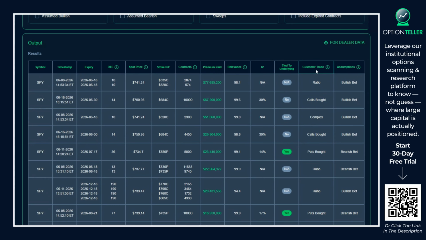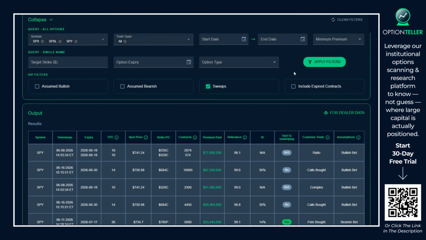The customer trade is the type of trade that was executed. For instance, here is calls bought, but there are also ratios and spreads and verticals and complex trades as well. Assumptions is the most likely motivation of the trader. For instance, here we have calls bought. The assumption would be a bullish bet.